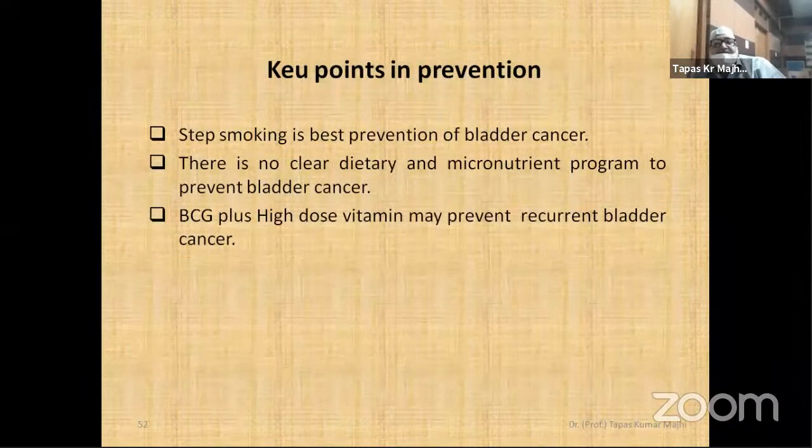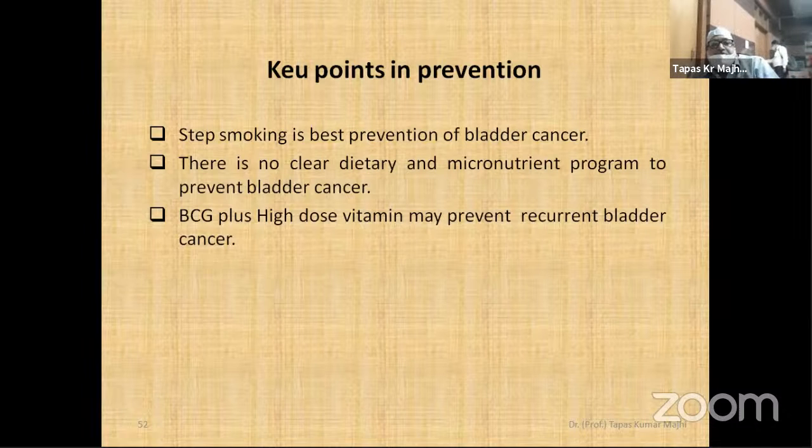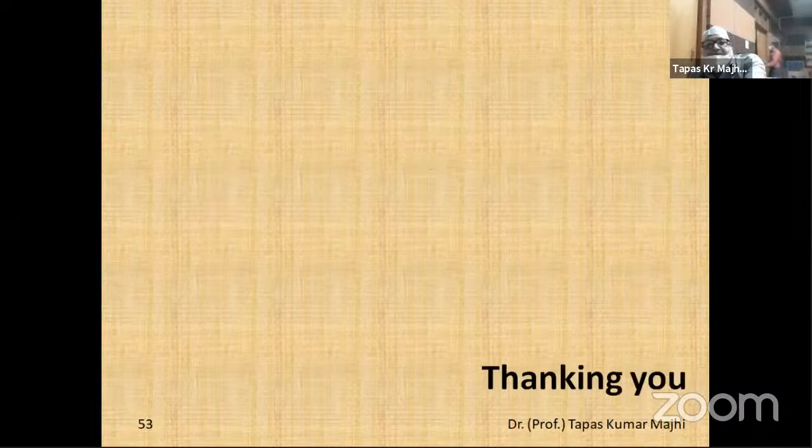Key points in prevention of bladder tumor. Stopping smoking is the best prevention of bladder cancer. There is no clear dietary or micronutrient program to prevent bladder cancer. BCG plus high dose vitamins may prevent recurrent bladder cancer.